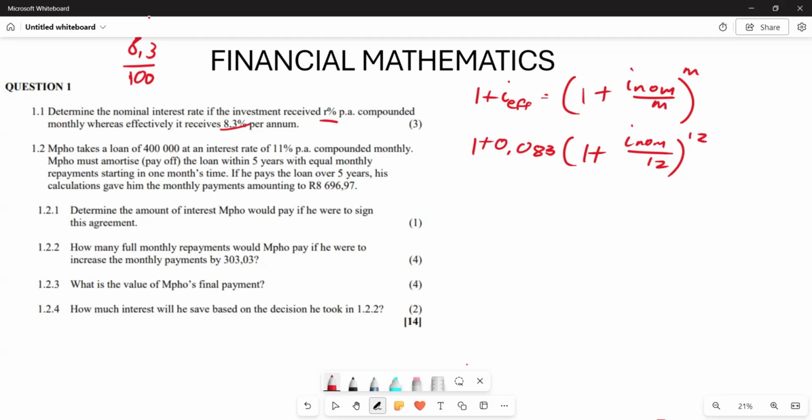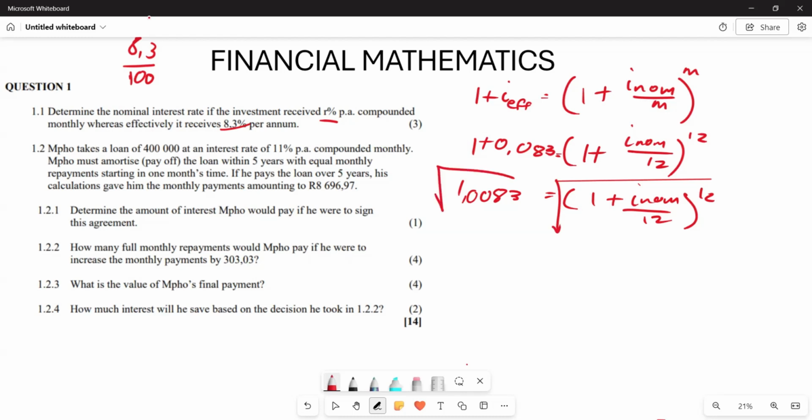Now, from here, what is it that you are going to have? You are going to add these two. When you add here, this is the same as 1.083 is equal to 1 plus i nominal over 12, to the power of 12. What is important here is that you are going to find the 12th root. Remember, you're looking for the i nominal. So you're going to say, what is the 12th root of this?